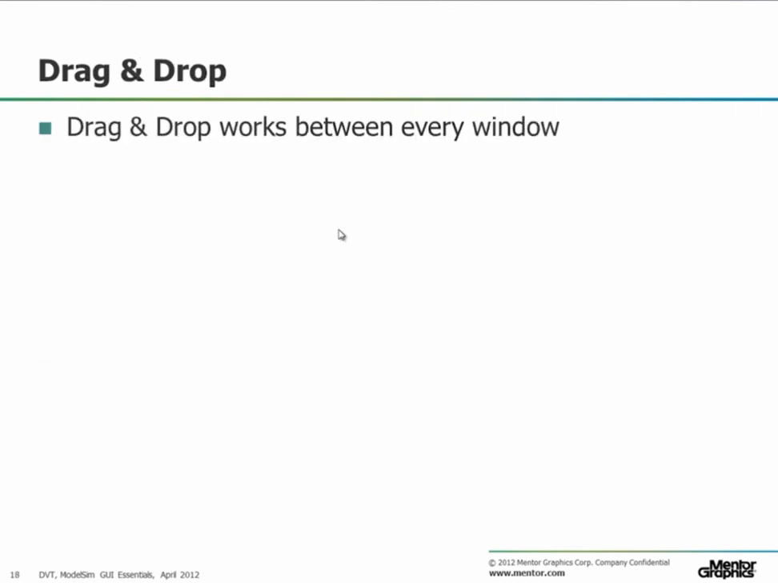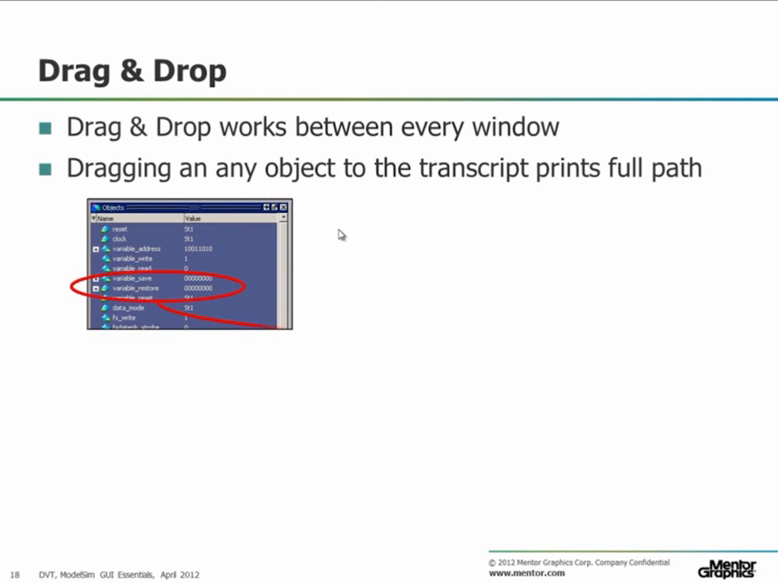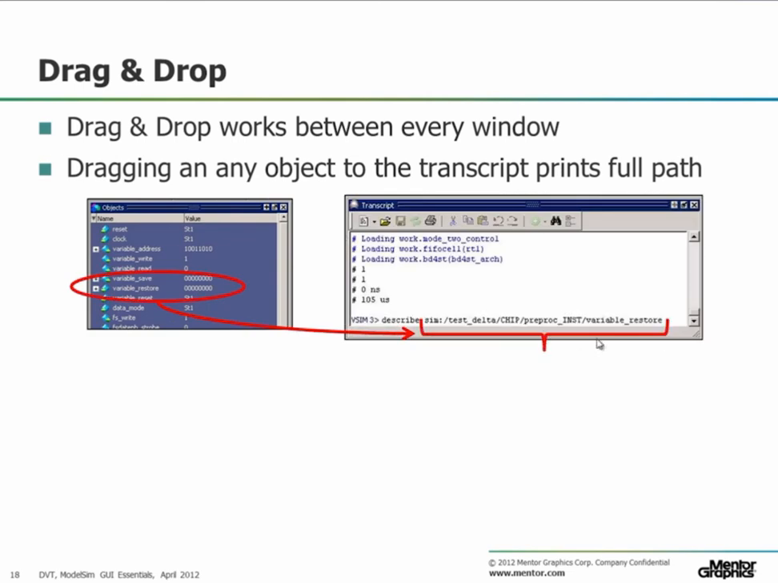So you can drag and drop objects between most windows in the tool. So for instance, if I were to select this signal variable restore and drag that over into the transcript, what I would get is the word describe and that signal put in the transcript. So that's great, because now I know the full path name to that signal. I can cut and paste that path name, and I can use that in scripts that I build.